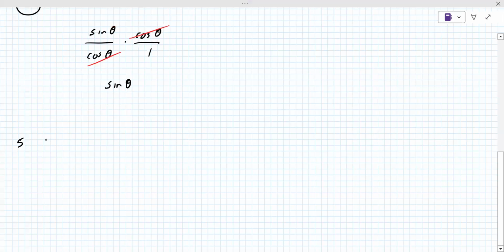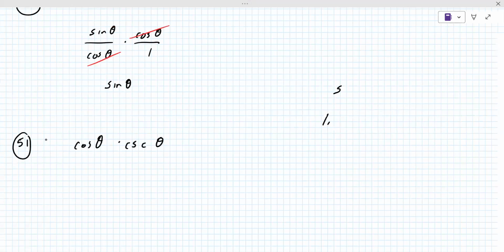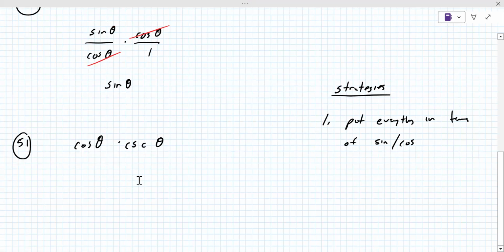Let's look at the next one here, 51. Cosine theta times cosecant theta. There are strategies when you're working on these types of problems, and the very first strategy is to put everything in terms of sine and cosine. Cosine is already in terms of cosine, but can cosecant be written in terms of cosine? That's where you go to that reference sheet I sent you, the reciprocal identities, and look for cosecant.